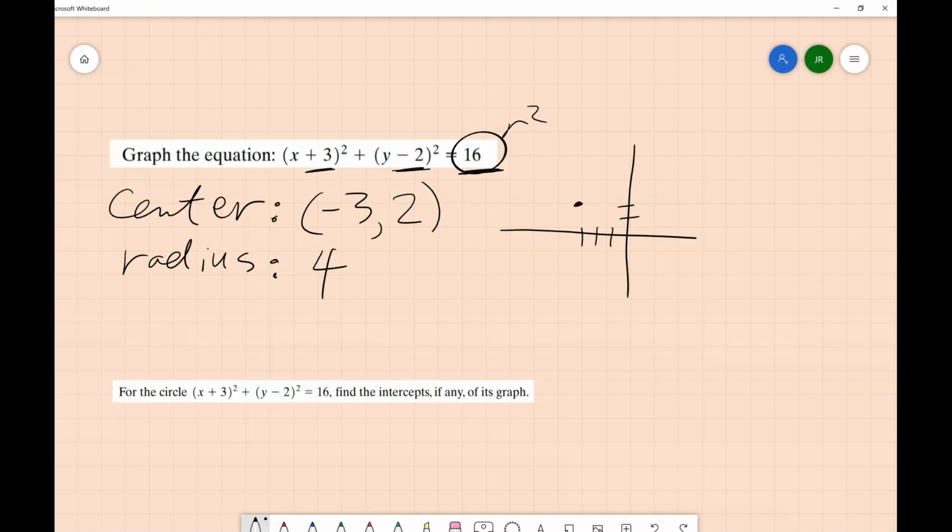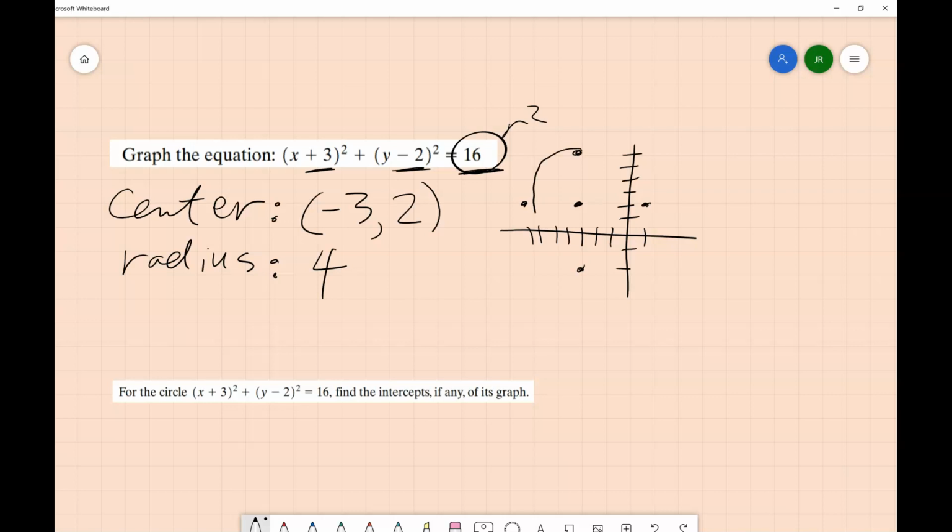And then I'm going to go 4 away from that on all sides. So I'm going to go up 4: 1, 2, 3, 4. I'm going to go left 4, 1, 2, 3, 4. I'm going to go down 4, 1, 2, 3, 4. I'm going to go right 4, 1, 2, 3, 4. So I'm there, I'm there, I'm there, and I'm there. And now just draw the circle the best you can.